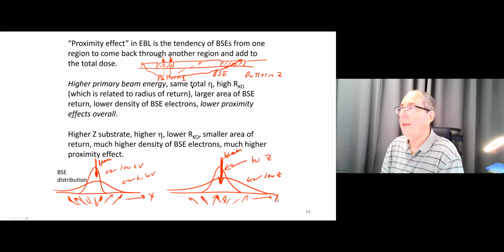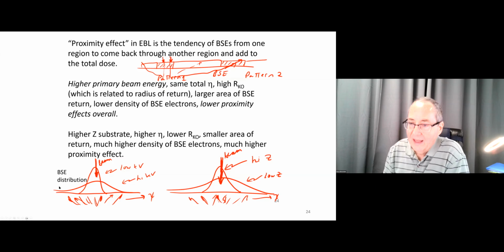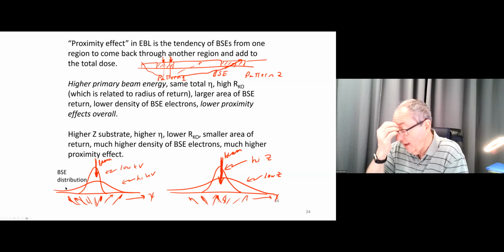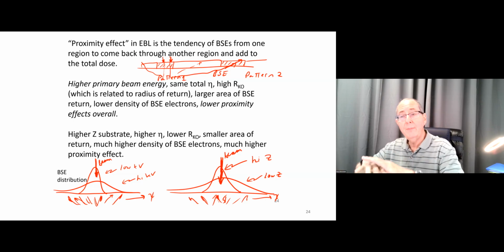Higher primary beam, same total eta, high RKO, so larger area of backscattered electron return. Let's look at these Gaussian distributions for low kV and high kV. For low kV, you get the same number of backscattered electrons, but they're generated closer to the beam. And at high kV, they're spread out over a very large distance. At 100 kV, that distance, depending on your substrate, could be 20, 30, 40 microns away and be pretty uniform and pretty small, a low background concentration.